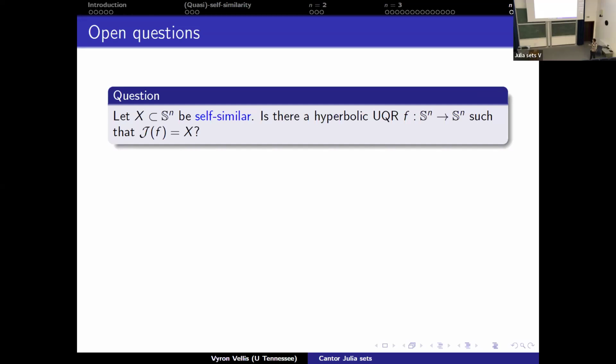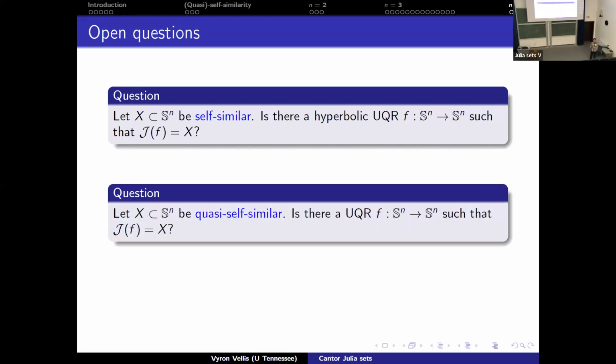And the second question is, if I replace self-similar here by quasi-self-similar, then we already proved that the answer is no. There's not always a hyperbolic UQR map. But is there just a UQR map? So if you have a quasi-self-similar Cantor set in S^n, is there a UQR map that produces this as a Julia set? I think they are both very interesting and quite hard. And with that, I'll finish. Thank you.